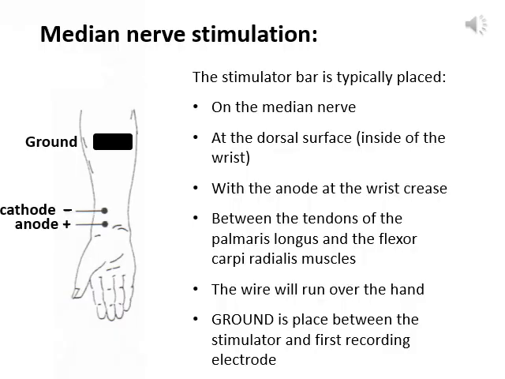The stimulus bars are placed on the median nerve on the dorsal surface at the wrist crease between the tendons of the palmaris longus and the flexor carpi radialis muscles. These two tendons can be easily seen if the patient is asked to flex the wrists against resistance. The two tendons will pop up and the stimulus bar is placed between them.